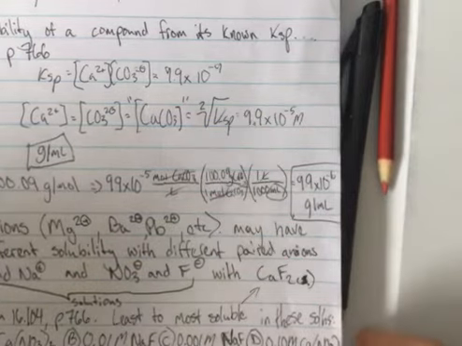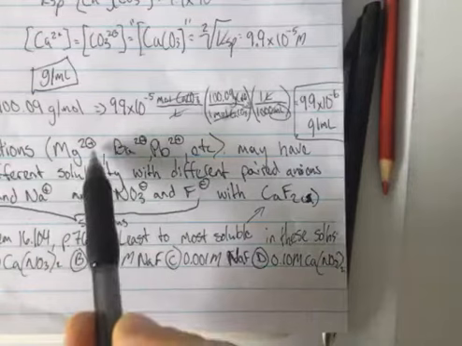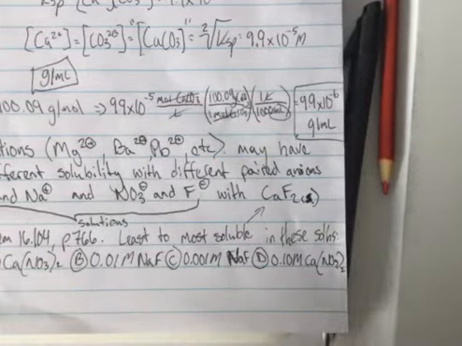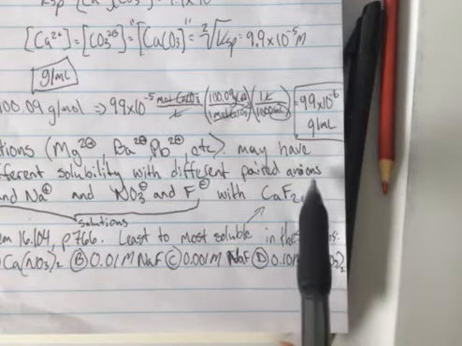Let's take a look at this, because particular cations, say Mg2+, barium 2+, lead 2+, etc., may have drastically different solubility with different paired anions.